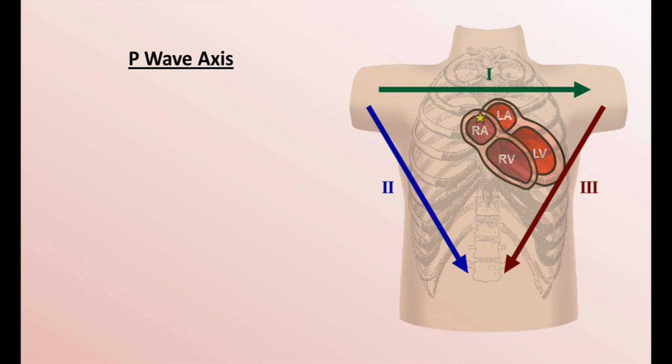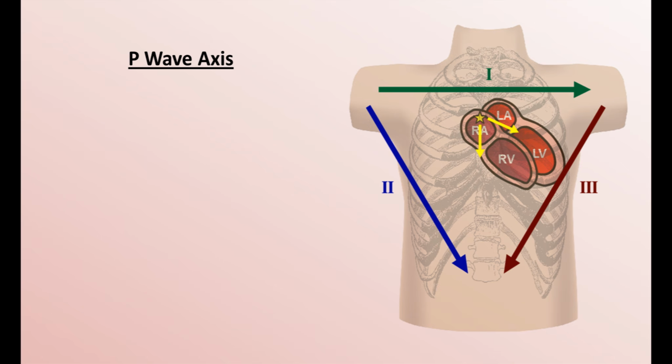We can see that from this viewpoint, the bulk of the right atrium lies inferior to the sinus node. Remember, by convention, vectors pointing right to left from a frontal view are designated 0 degrees, while vectors pointing straight down are designated positive 90 degrees. So right atrial depolarization occurs in a direction of roughly positive 90 degrees. The bulk of the left atrium lies to the left and ever so slightly inferior to the sinus node. Therefore, left atrial depolarization occurs in a direction just inferior to 0 degrees.